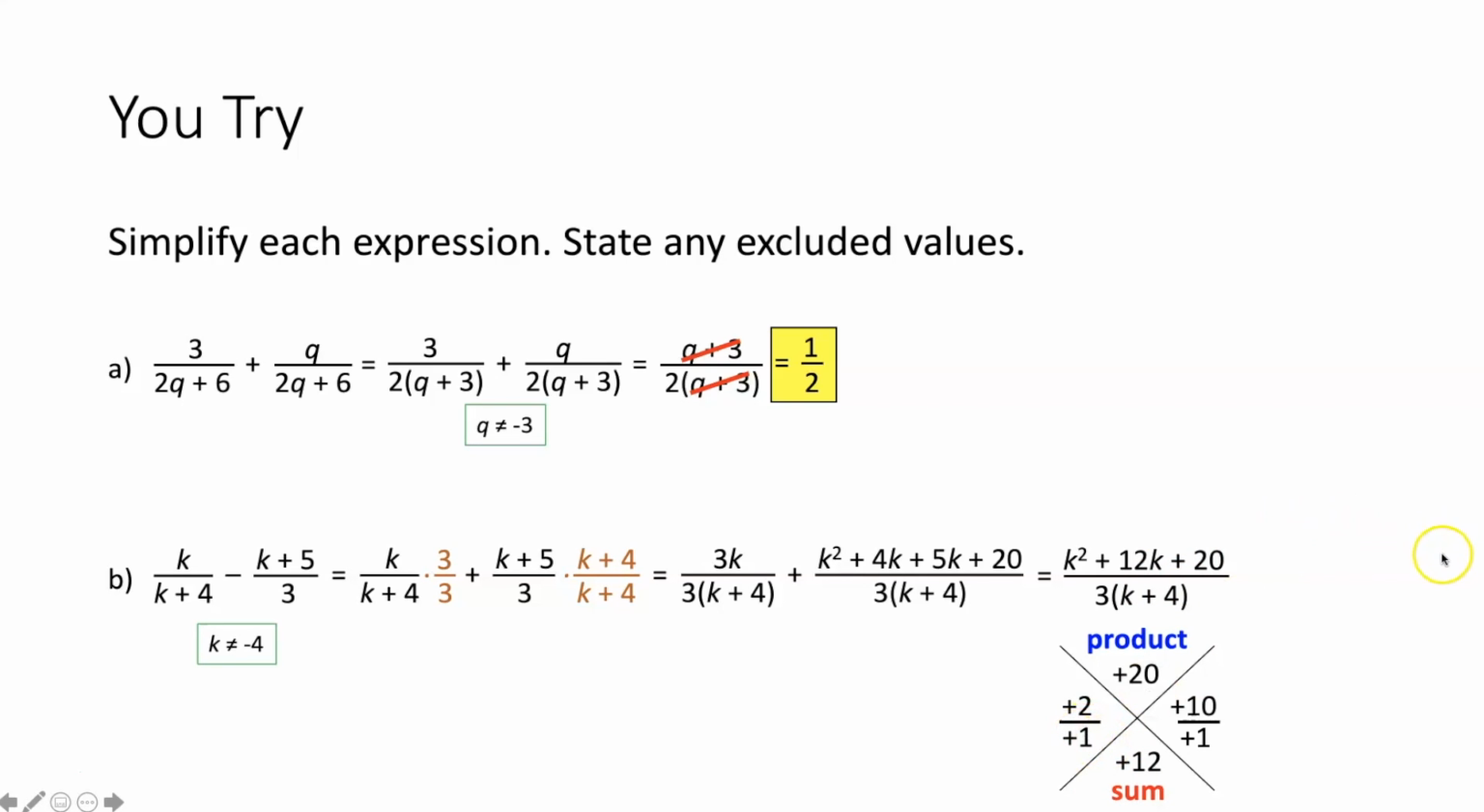We write 2 sets of parentheses. Our bottom number is going to go with our variable. So it's going to be 1k plus 2 in the first set of parentheses. In the second set of parentheses, it's going to be 1k plus 10. Now, nothing cancels out, but that's okay. We can still just leave this as our answer, and we're done. Remember to make sure you box your excluded values at the beginning.